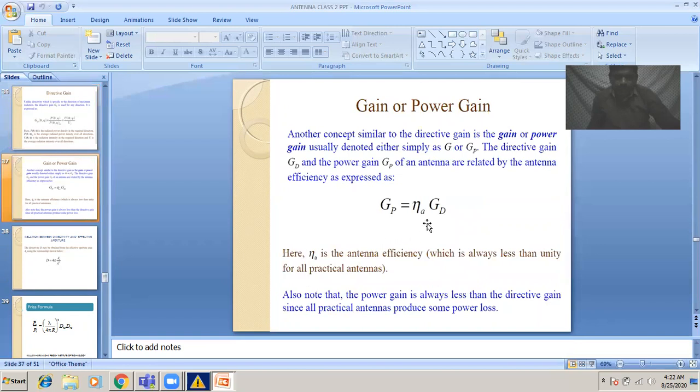So the relation between the gain and the directivity. Gain, in the sense of power gain, is represented by GP, and directive gain is represented by GD. If the antenna is 100% efficient, both are equal. That means eta A will become 1. If an antenna is not of 100% efficiency, these two are related by this expression.